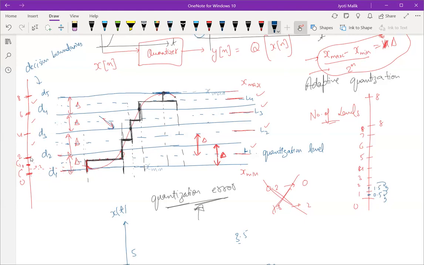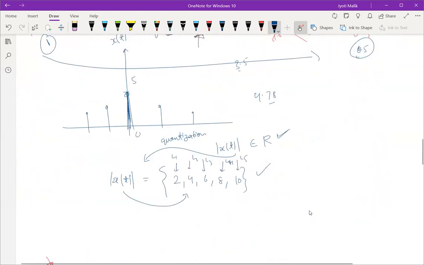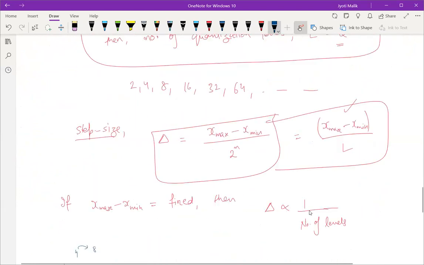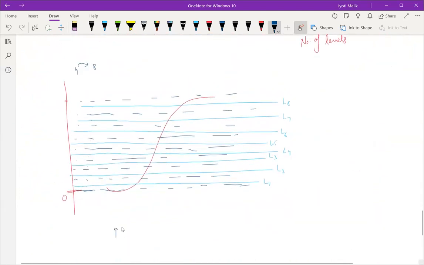Yep. Initially, 2 was mapped to 1. So the error was, if the sample is 2, it will be mapped to 1, so the error is 1. Now, maximum 1 will be mapped to 0.5. Error is 0.5. So the error is reduced now. So this is the benefit of having more number of levels. Quantization error will reduce.